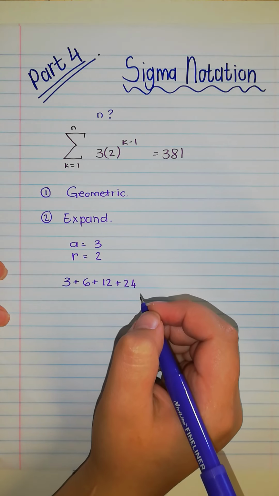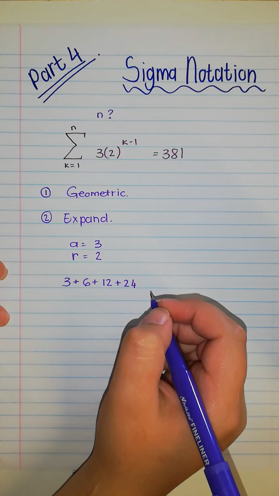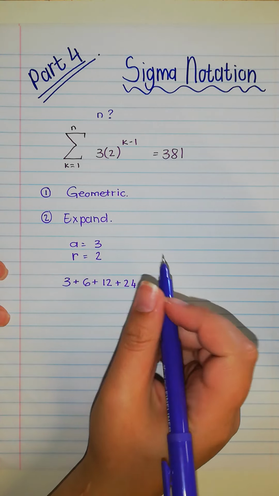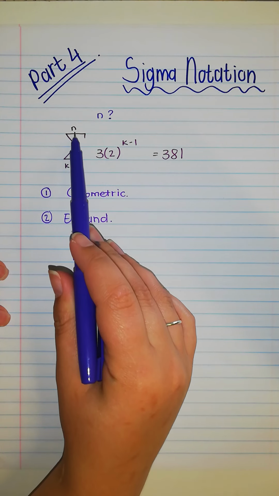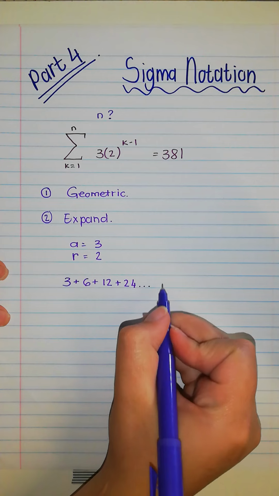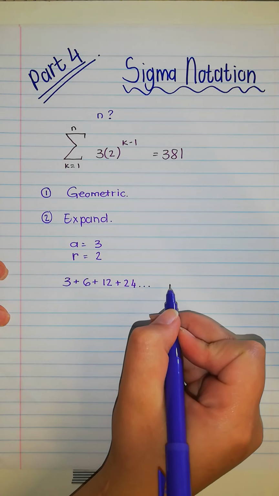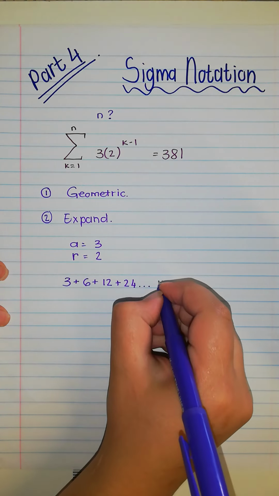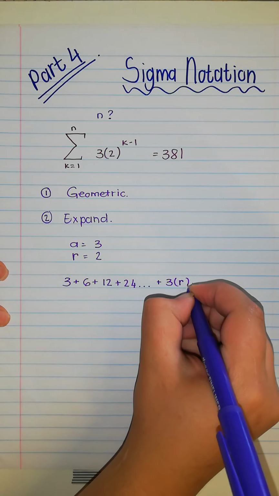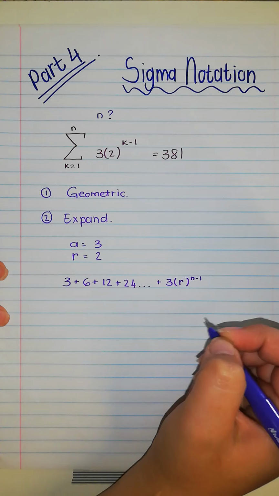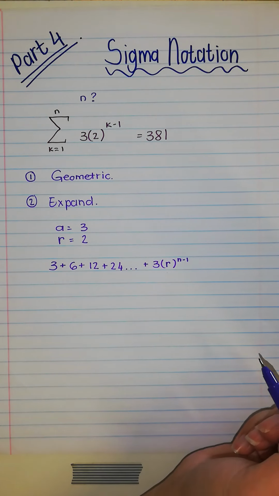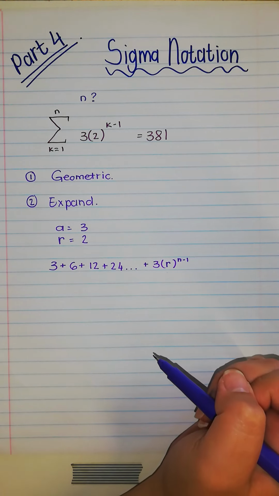Now, do I have the final amount of terms that we're going to have in this series? No, because that's what they're asking. They're asking n. So this continues, and because we don't have a final one, we're going to say the last term is plus 3 times 2 to the power of n minus 1. This is the formula. We will end our series like that, if you don't know the last term.